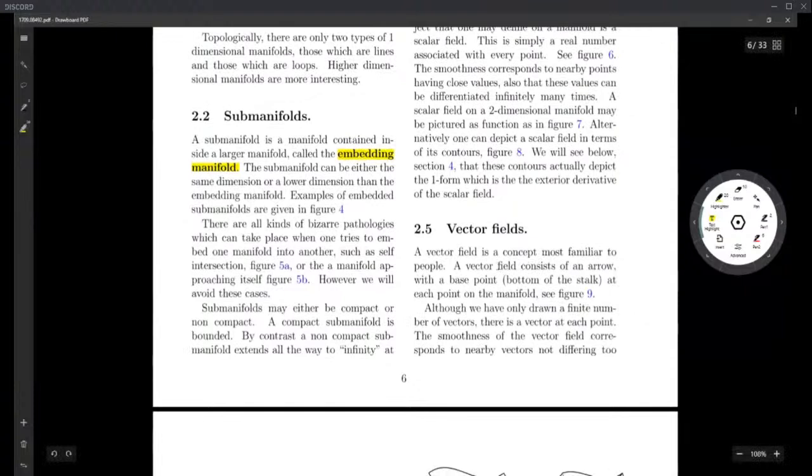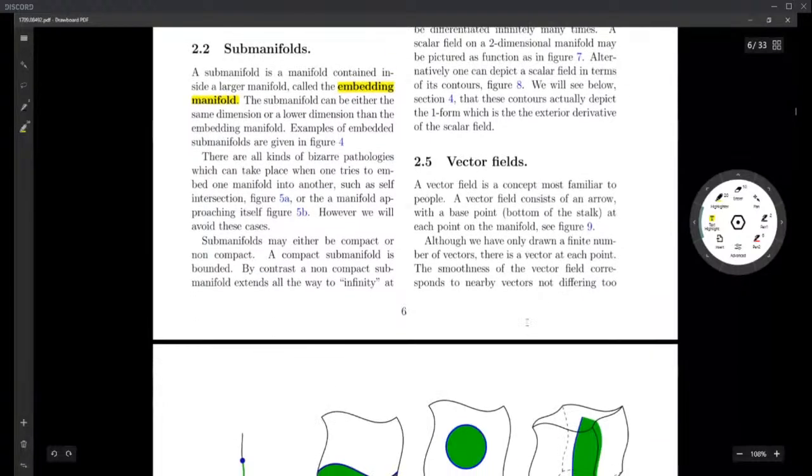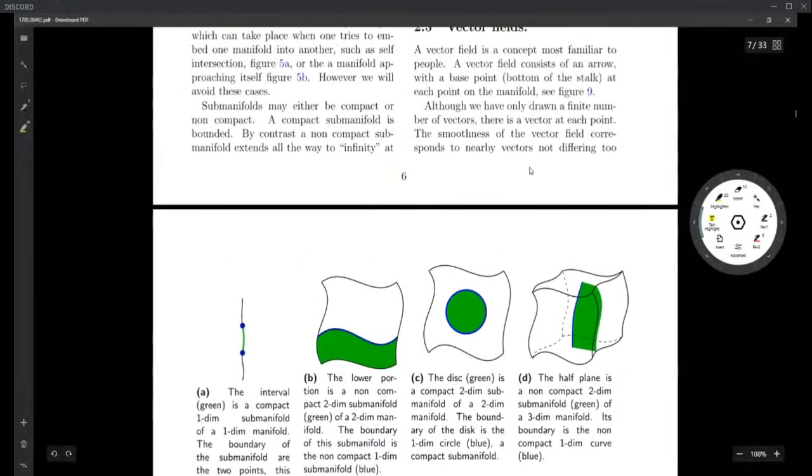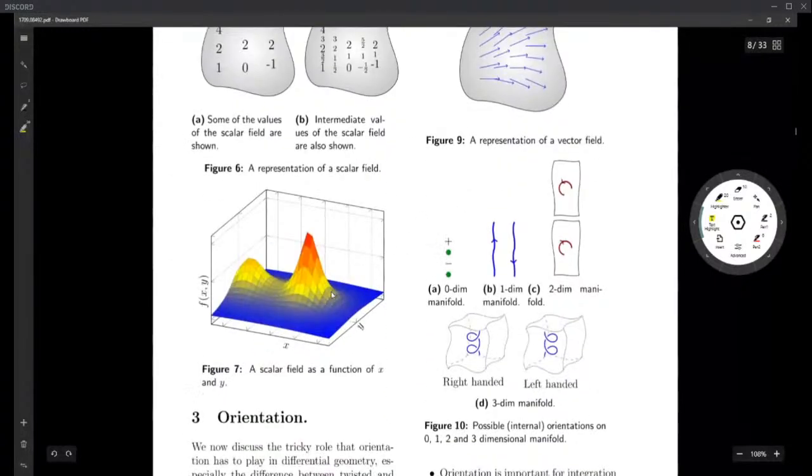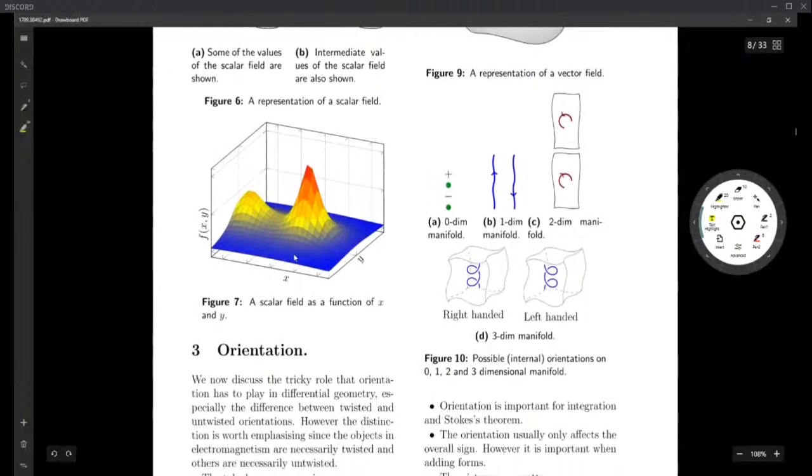All right. So vector fields, on the other hand, are like vectors or a finite number of vectors. There's a vector at each point, and the smoothness of a vector field corresponds to the vectors not differing too much. I can show this further right here. This is a scalar field, and it's a function of x and y. There's an x graph and a y graph. Consider this a simple representation of a scalar field on a Euclidean space.